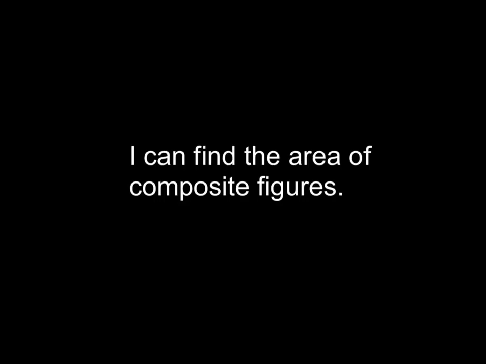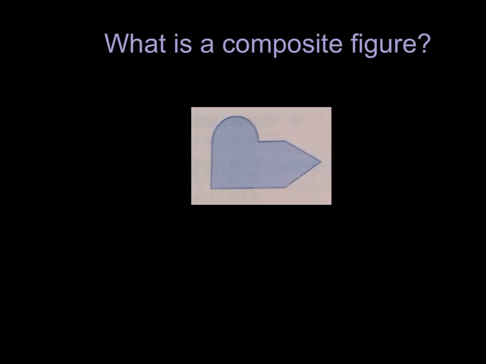Today's learning target is I can find the area of composite figures. So what is a composite figure? Well, a composite figure is going to be a figure that's made up of two or more shapes. So take a look at this figure that we have here and just take a second and think, what shapes do you see in this figure?